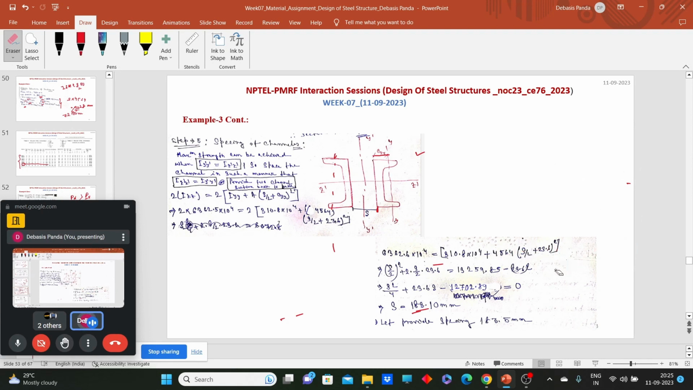Now the next step should be the design of lacing and batten system, which we will cover in the next class in detail. So that's all for now. Now we will solve the previous year assignments and we will close the session. So let's quickly solve the previous year assignment.